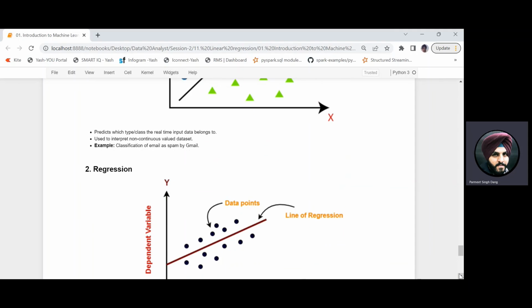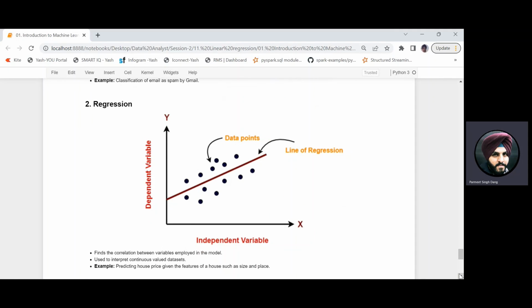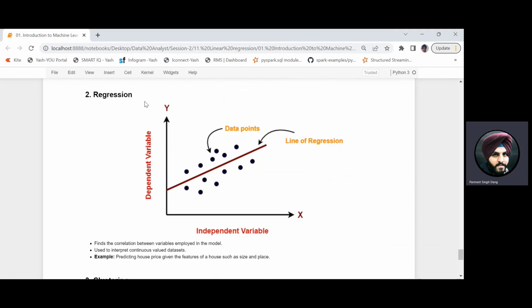Now, the next type of algorithm is the regression algorithm. Regression algorithms are used for continuous columns. So let's say if I have to predict the price of houses, it is a continuous column. If I want to predict the mileage of a car, it is a continuous column. When you have a continuous column, you would use regression.